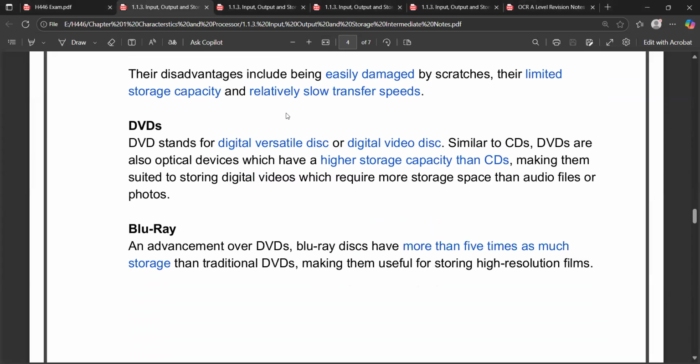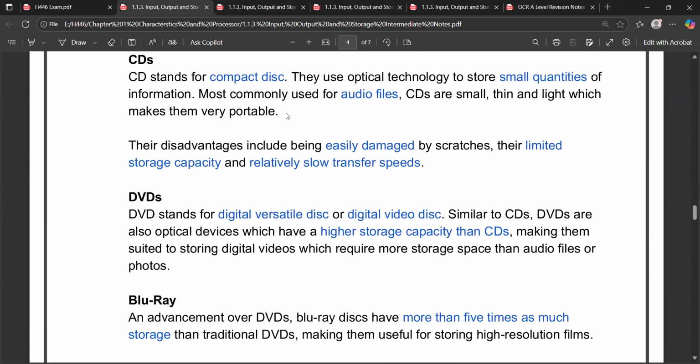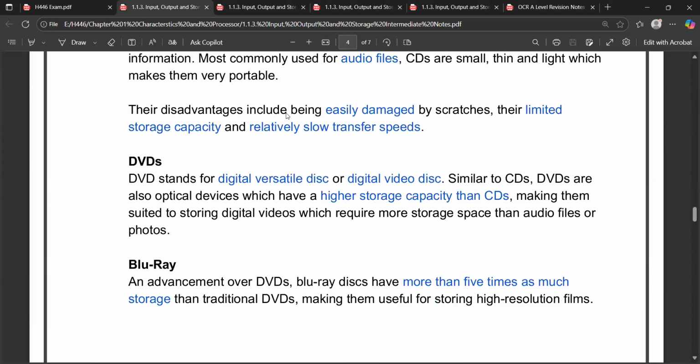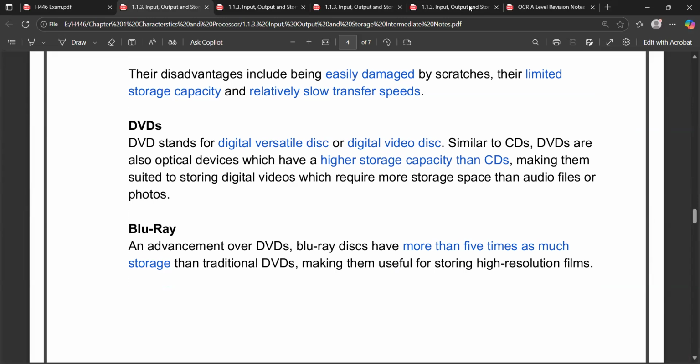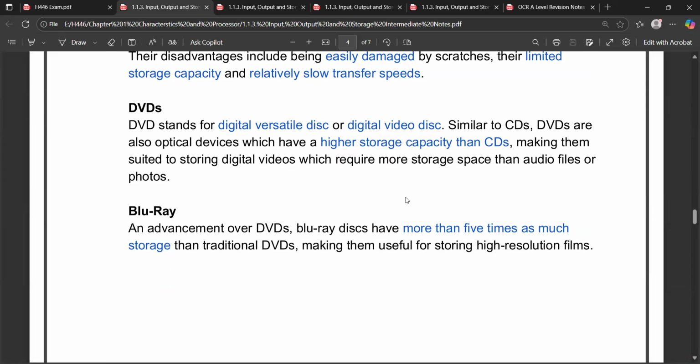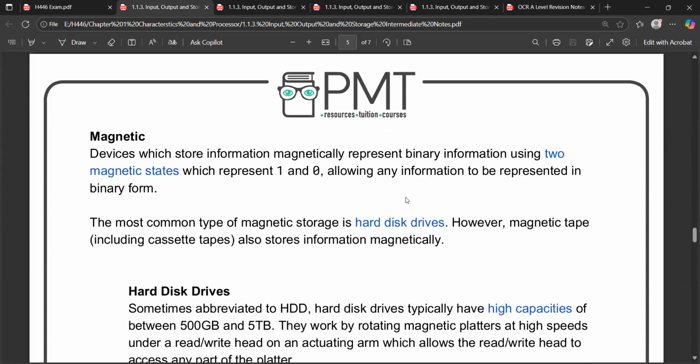If you're going to talk about the DVD, DVD is actually much better storage than CDs because they have a good capacity, they have a good quality as well. DVD stands for digital versatile disc or digital video disc, which is similar to CDs. DVDs are also optical devices which have a higher capacity than CD, making them suited to store digital videos which require more storage space than files. Then we have the Blu-ray as well, which is an advancement over DVD. Blu-ray has more than 5 times as much storage as traditional DVD, making it suited for high resolution films. This is for the Blu-ray part.